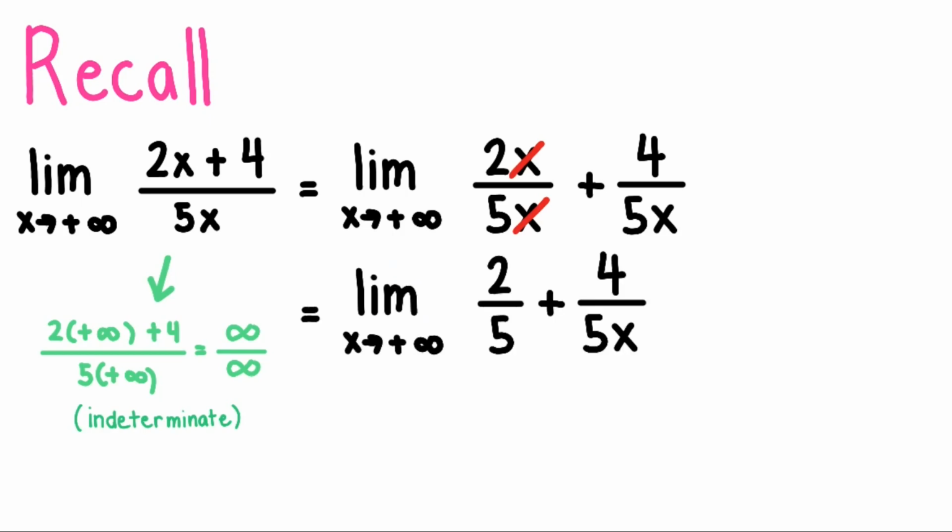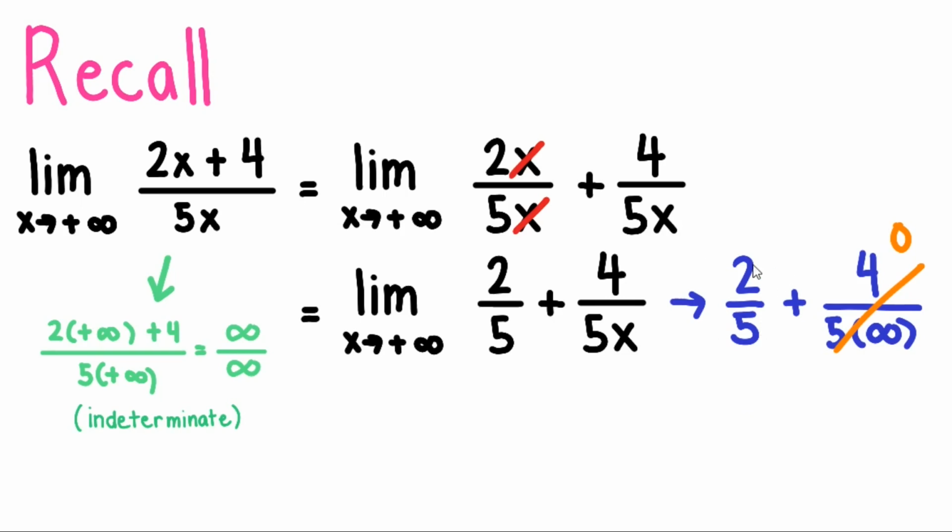And so we'll be left with the limit as x approaches positive infinity of 2 over 5 plus 4 over 5x. Now for this example, if we plug in infinity, observe here that this one out here is of the form constant over infinity. And we know that when a limit approaches that one, that means that the limit approaches 0. So we'll only be left with 2 over 5, and so the answer for this limit is equal to 2 over 5. This out here is the final answer. So this is how to answer the exercise in the previous video.